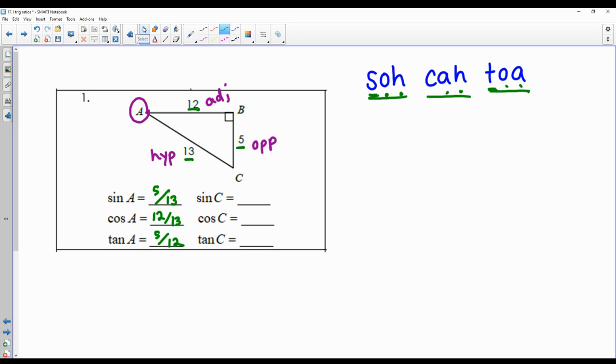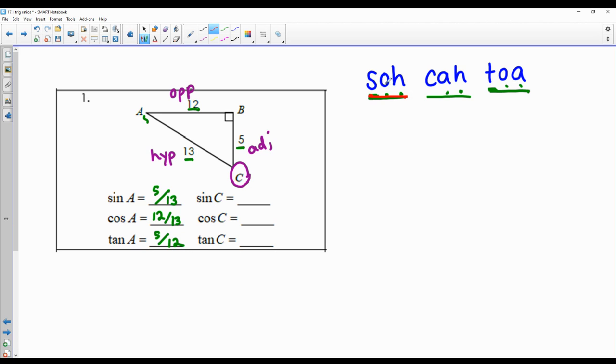All right, now they want the sine of C and the cosine and the tangent of C. So we're going to take that A and we're going to move it down here. Now we're going to look at C as our angle that we're interested in. So this guy is still the hypotenuse. Across from the right angle didn't change, so that's still the hypotenuse. However, now when I go across, 12 is going to be my opposite and 5 is going to be my adjacent.